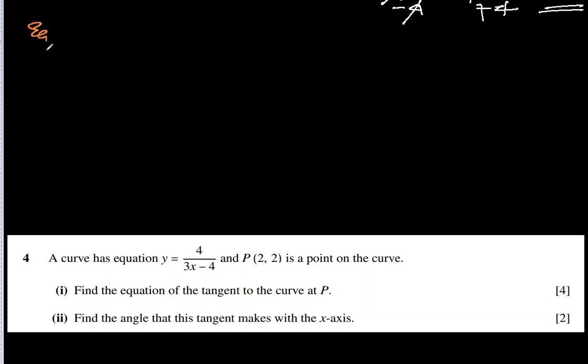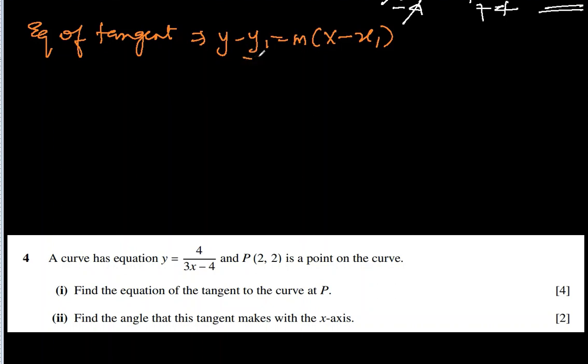So equation of the tangent is y minus y1 equal to m times x minus x1. y1 and x1 are the coordinates of the point on the curve which is given to us, 2, 2. So in place of y1 we can write 2. In place of x1 we can write 2. x and y need not be replaced. Only thing needed now is m. So let me calculate m here.